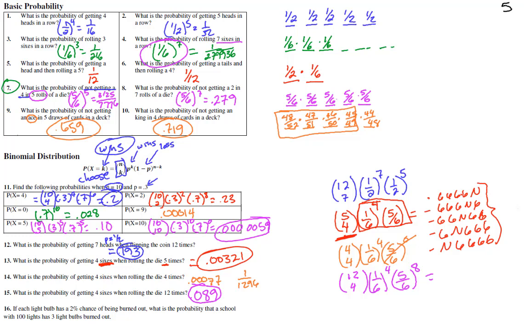So this is the last one here. If each light bulb has a 2% chance of being burned out, so we're calling this our win, and p is going to equal 0.02. What is the probability the school with 100 lights, that's n equals 100, has 3 light bulbs that are burned out? So this is having 3 wins. So we're going to take 100 choose 3.